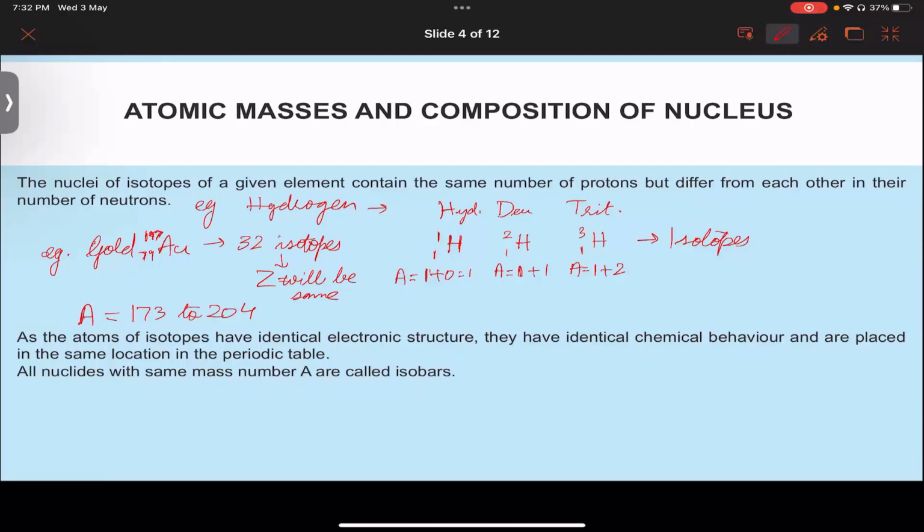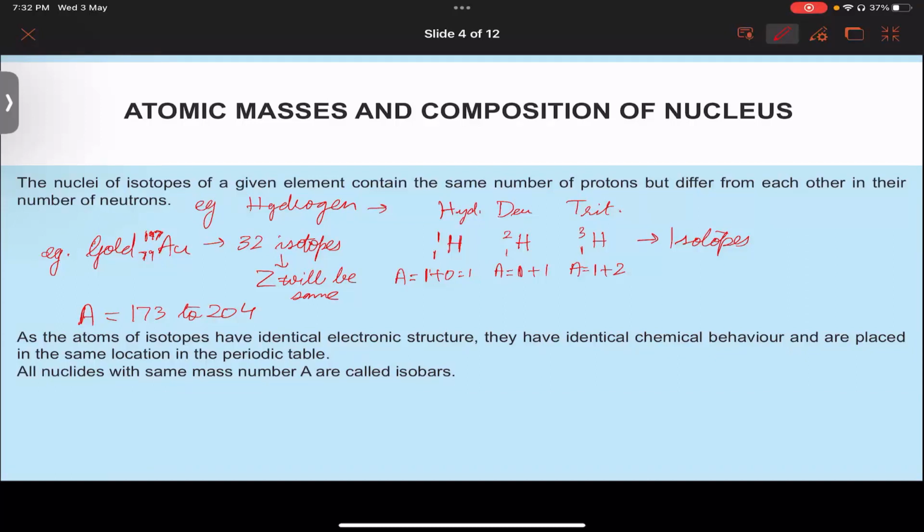Oh, sorry, not one proton, they have an equal number of protons, so they have an equal number of electrons, and most of the chemical properties actually deal with the number of electrons and how they interact with different atoms. So that is why the electronic structure will be similar, and that is why they have similar chemical behavior. That is why they are all placed in the same place in the periodic table. There are no separate blocks available for these isotopes.